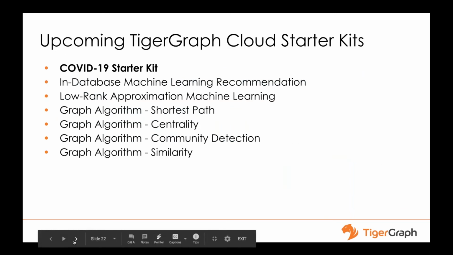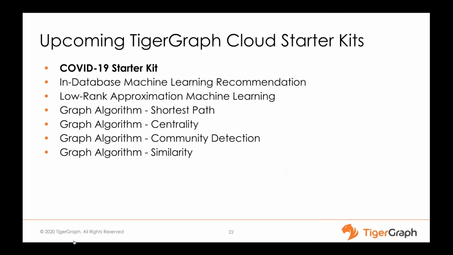So in April, we're going to include a few more, actually 7 more starter kits in the TigerGraph Cloud platform. And this week, we just added the COVID-19 starter kit. I'm going to go into a little more detail later, but in addition to the COVID-19 starter kit, we're adding 2 in-database machine learning starter kits, and we're adding 4 more graph algorithm focused starter kits. We're adding these graph starter kits very frequently, almost averaging 3 new starter kits every month since the start of TigerGraph Cloud.